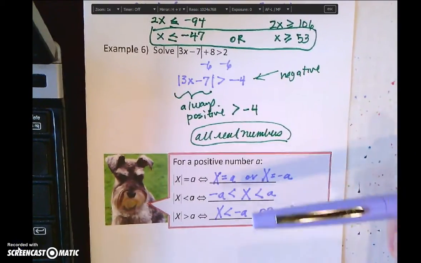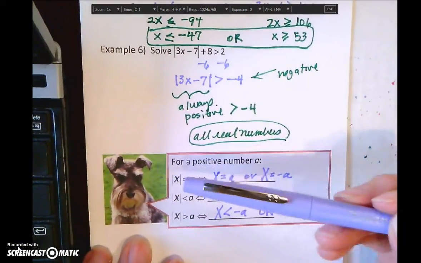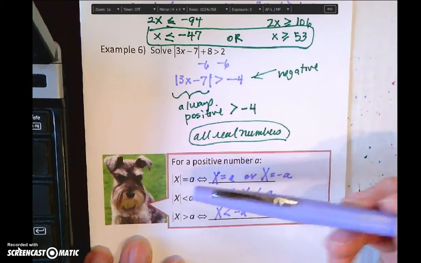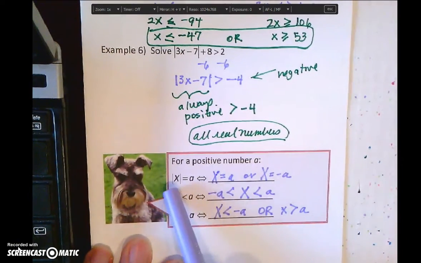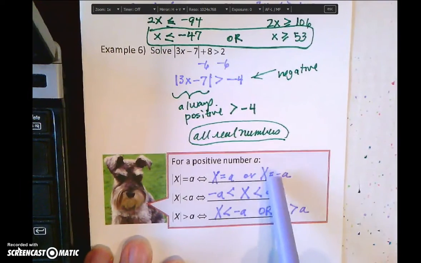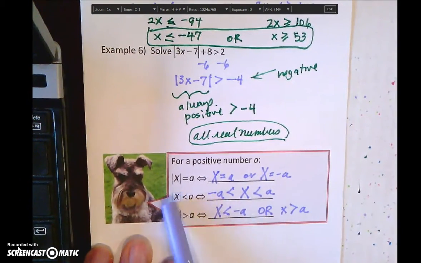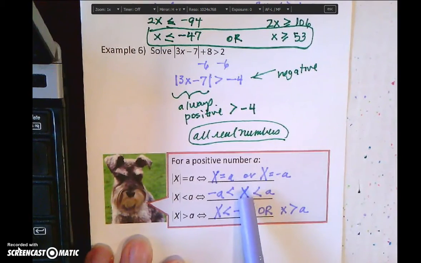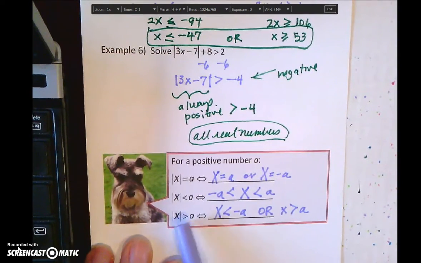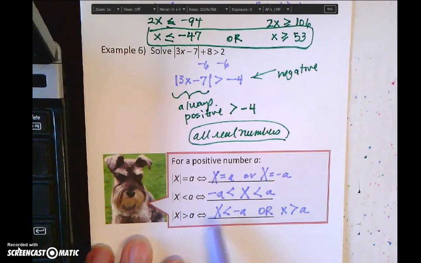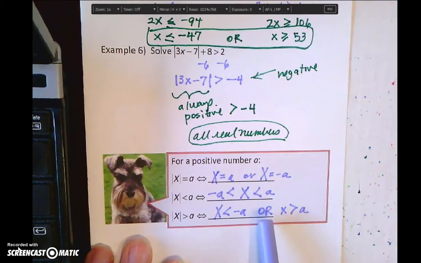And finally, Schatzi summarizes for us. If we have the absolute value of x is a, then we say that either x is equal to a or x is equal to negative a. If x is less than a, then it's going to be true that x is going to fall in between negative a and a. So negative a is less than x is less than a. And then if absolute value of x is greater than a, then we'll say that x is less than negative a or x is greater than a.